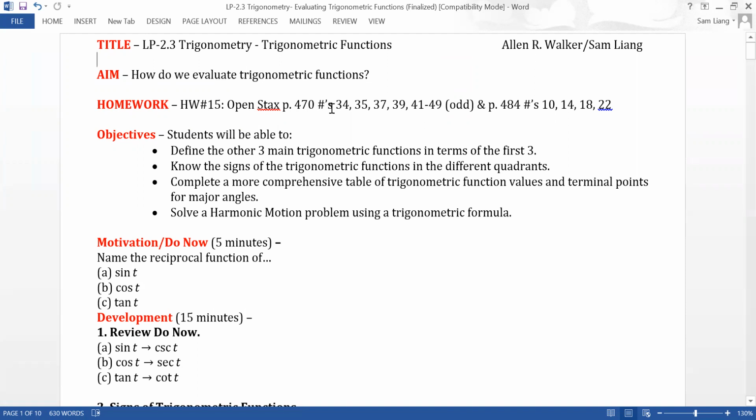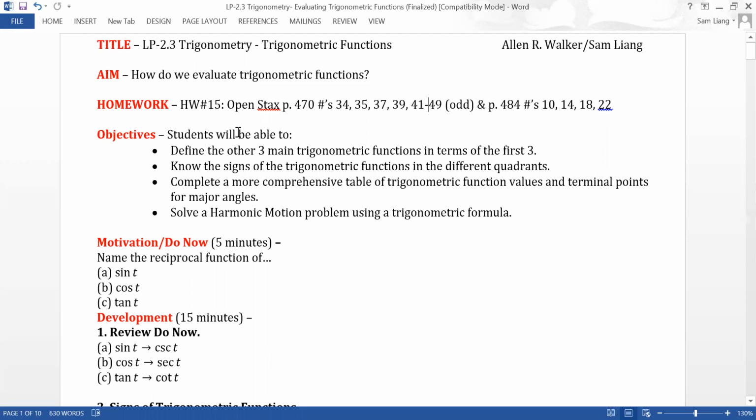today. Okay, but yeah, page 470, numbers 34, 35, 37, 39, and then for 41 to 49, only complete the odd ones for these. That's going to be followed by page 484, numbers 10, 14, 18, 22.